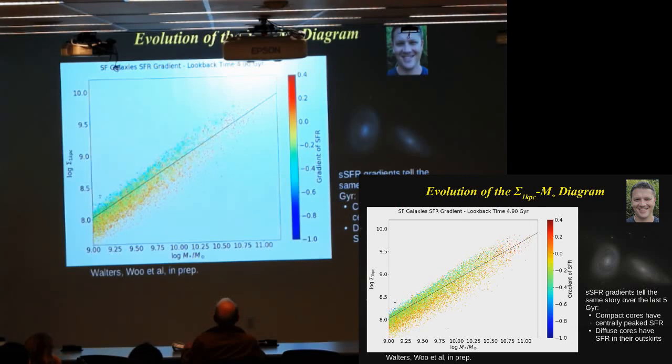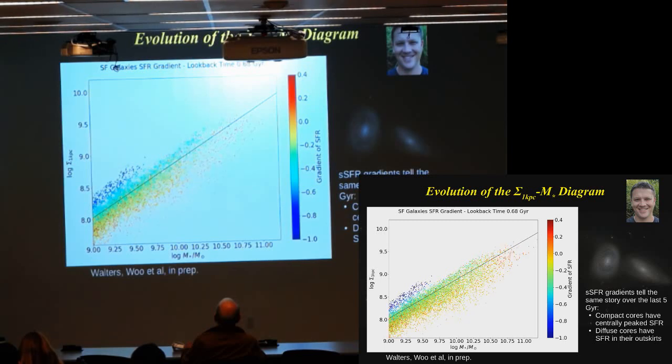So Dan went, it's a simulation, so you can follow the galaxies. First of all, he created this movie of the same diagram, sigma 1 versus Mstar, colored by the SFR gradient. He made a movie that goes from 5 gigayears ago to today, just to see the recent history of this diagram. And what you should see as the movie goes on is that the picture stays the same over 5 gigayears. So the SFR gradients tell the same story. Compact cores have centrally peaked star formation, and diffuse cores have SFR in their outskirts. It'll just scroll through again, but it's basically the same picture.